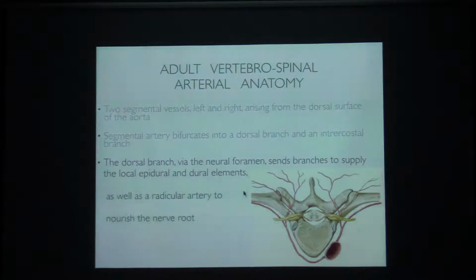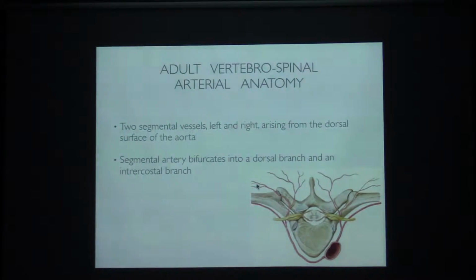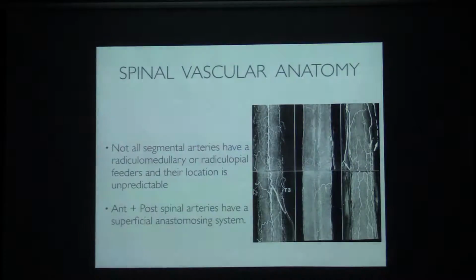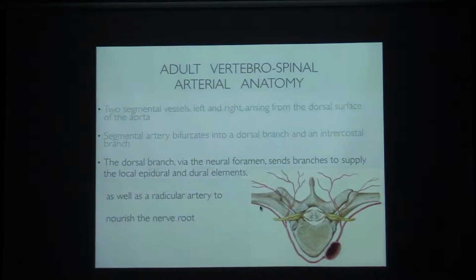And then this dorsal branch will go towards the, oh, I did something wrong now. I'm going back. Okay, and this dorsal branch will go towards the neural foramina, and first of all it will send branches to supply all the surrounding epidural tissues and the dura and the muscles and the vertebral body. That will be the first thing.